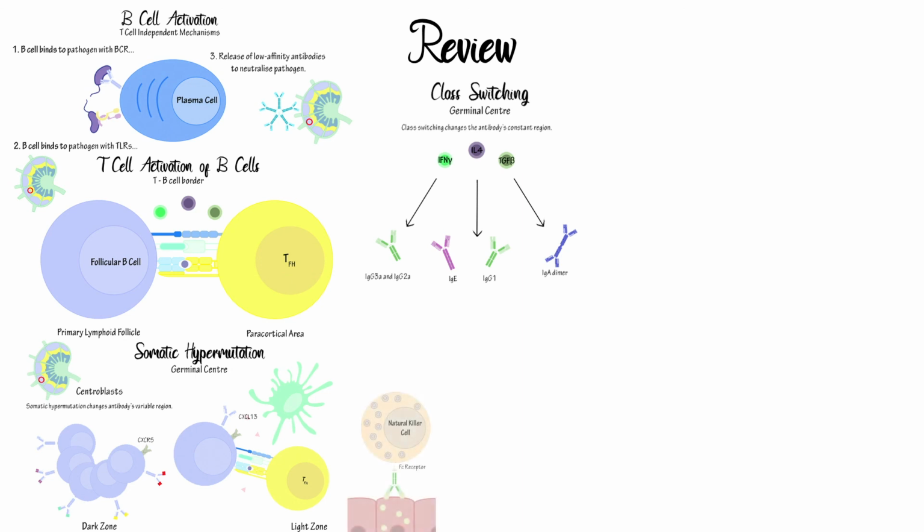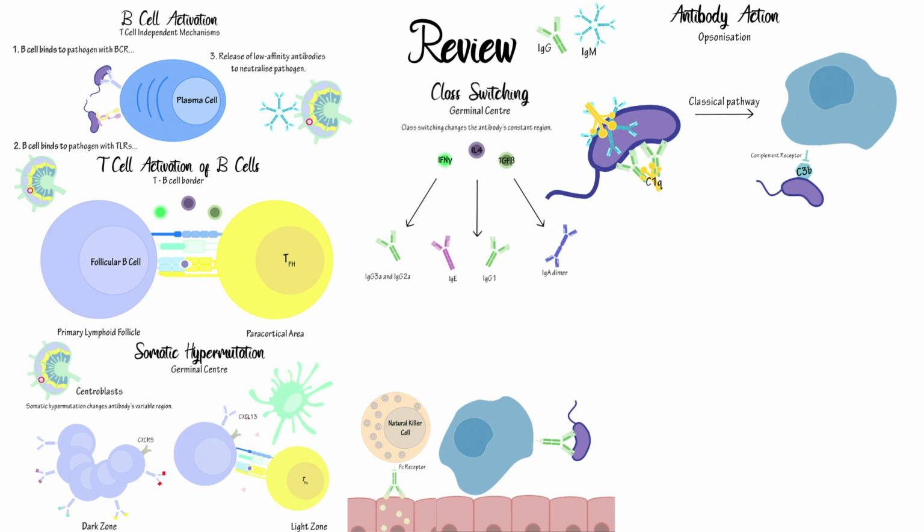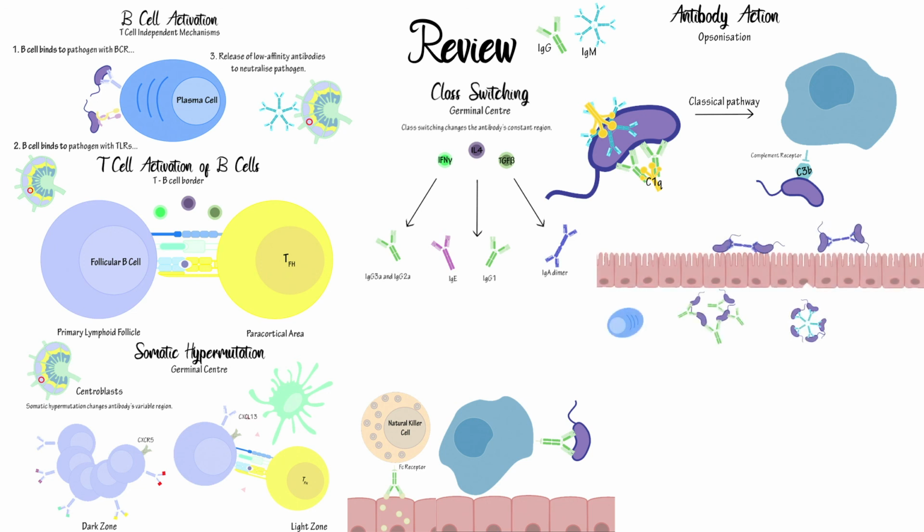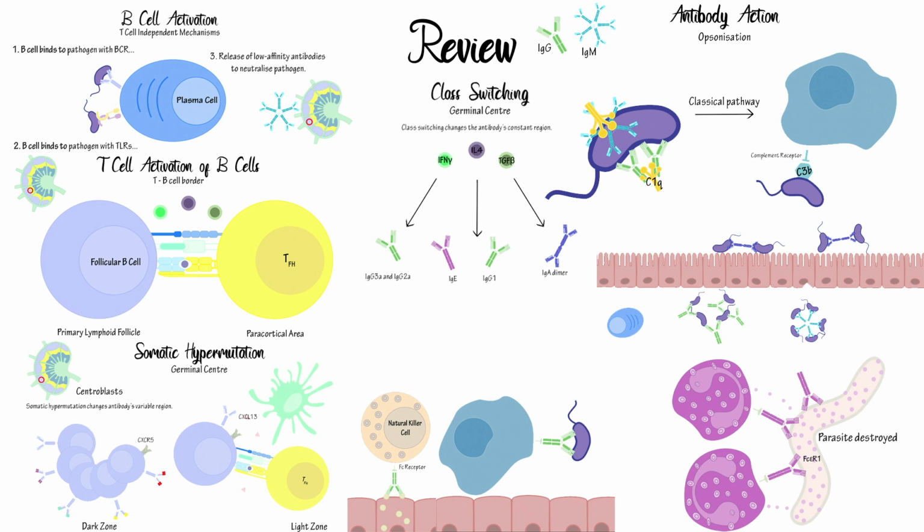IgG goes to opsonize infected cells for natural killer cells or pathogens for phagocytes. IgG and IgM can activate the classical pathway of complement, again ending in opsonization and phagocytosis. IgG, IgA and IgM are secreted to neutralize pathogens. And finally, IgE sensitizes eosinophils to parasites and also causes mast cell degranulation.